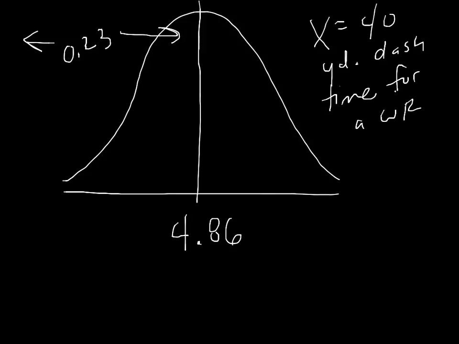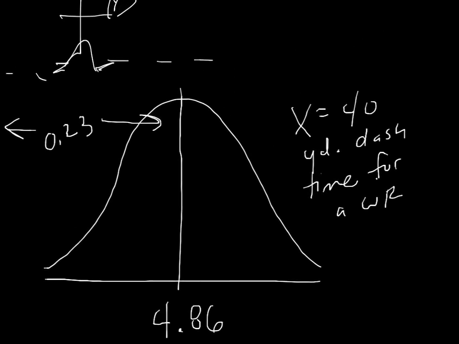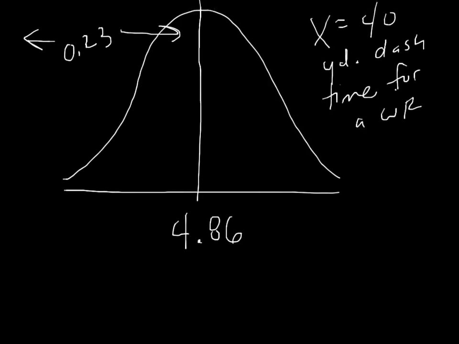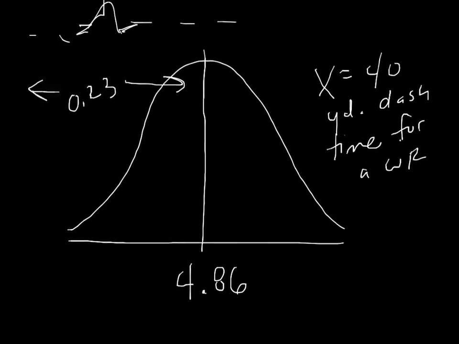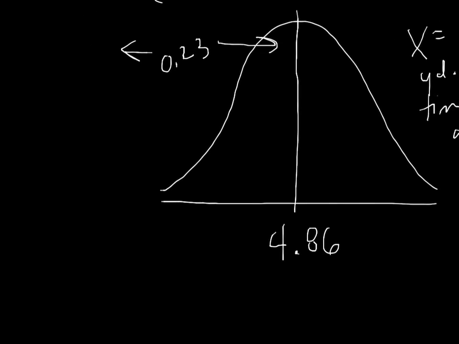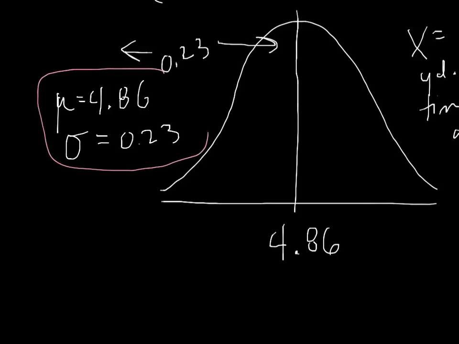Alright, so we have a mean of 4.86 seconds and a standard deviation of 0.23 seconds. These are the two things that tell the distribution how to behave. With the binomial, we had two things. We had n and p.